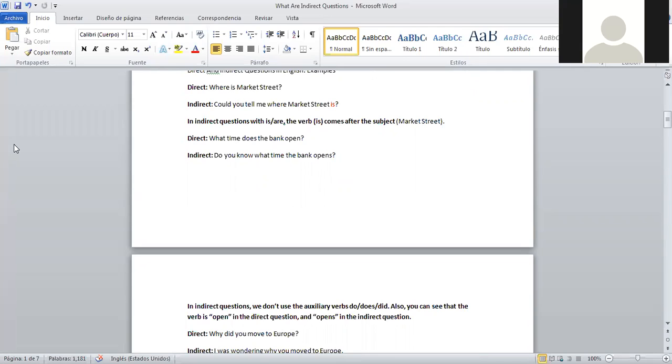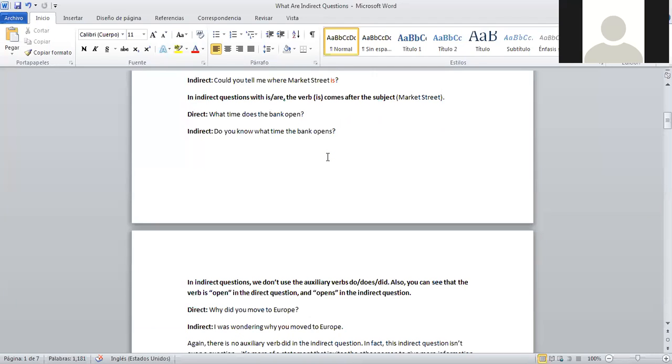Solo quitamos el do. Cuando es does, quitamos el does y le ponemos la inflexión al verbo principal, because it's the third person singular. Como ya me queda como una oración afirmativa, entonces tengo que aplicar lo que dice la regla en oraciones afirmativas. I watch, you watch, but she watches. He watches. I open, you open, but he opens. Entonces tengo que agregarle la inflexión al verbo.